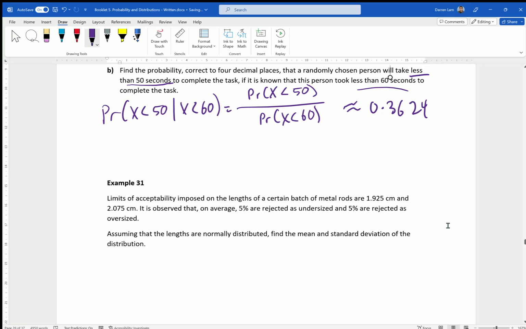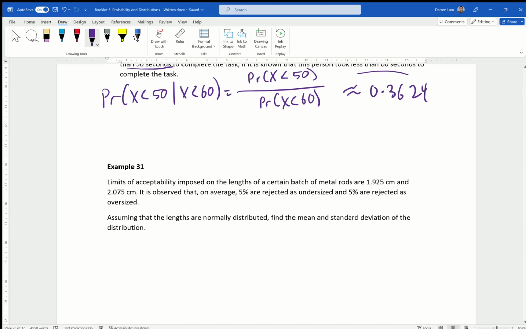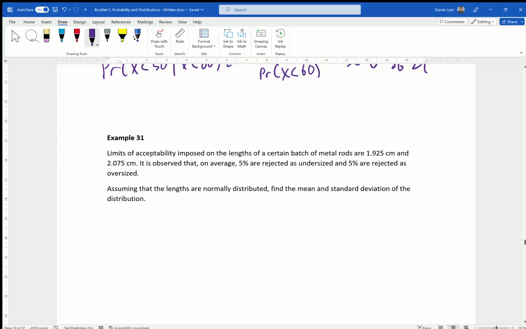Limits of acceptability imposed on the length of a certain batch of metal rods are 1.925 and 2.075 centimeters. It is observed that on average 5% are rejected as undersized and 5% rejected as oversized. Assuming that the lengths are normally distributed, find the mean and standard deviation of the distribution. Again, a graph makes it so much easier.